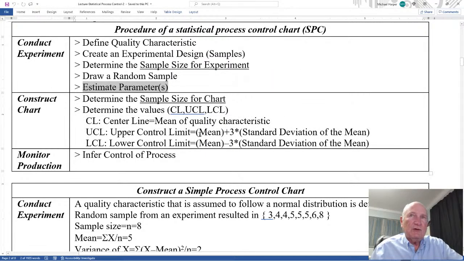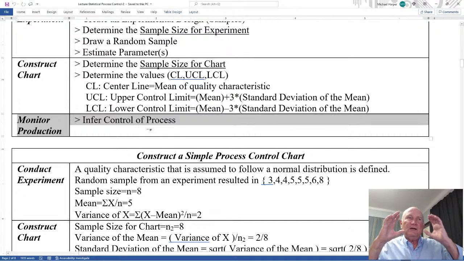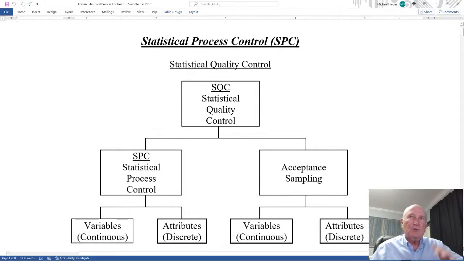The upper and lower control limit is the mean plus or minus 3 times the standard deviation of the mean of the quality characteristic. Again, there's where the parameters come in. We want to estimate the mean of the quality characteristic and the standard deviation of the mean. And that's what we'll be doing today in different charts. But once we have the chart, then we monitor production and infer the control of a process. But then that's just the process control charts. And the process control chart, remember, is part of statistical quality control.